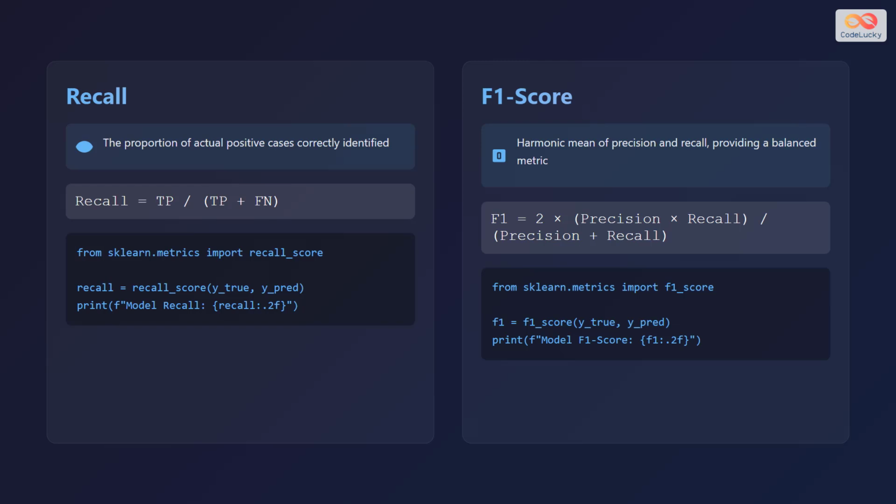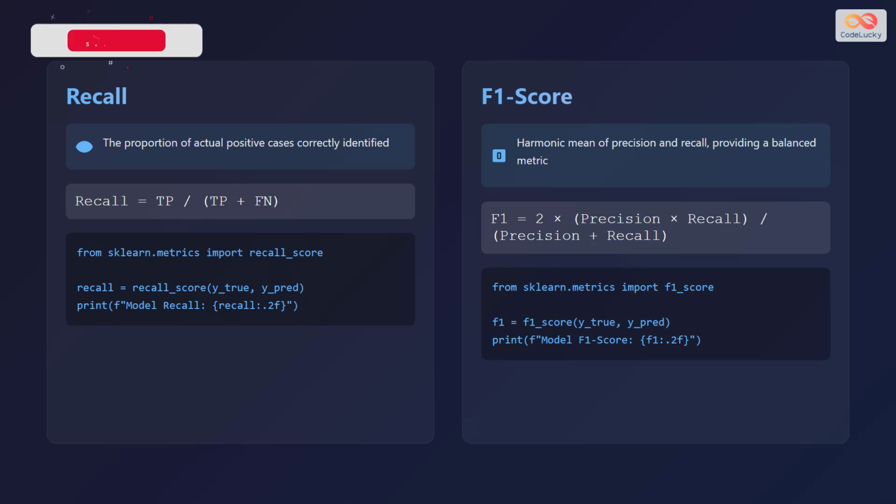Here's the Python code. From scikit-learn metrics, import recall score. Then, calculate recall using the recall score function with y_true and y_predicted as arguments. Finally, print the model recall formatted to 2 decimal places.